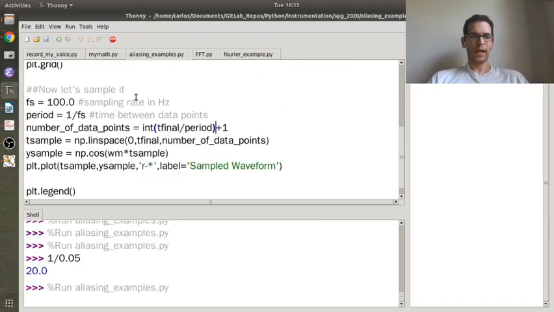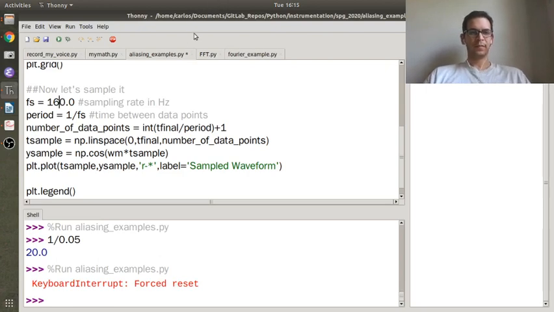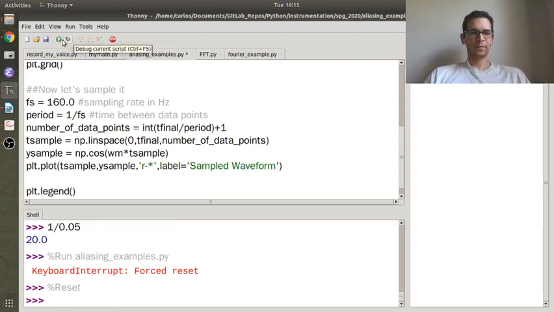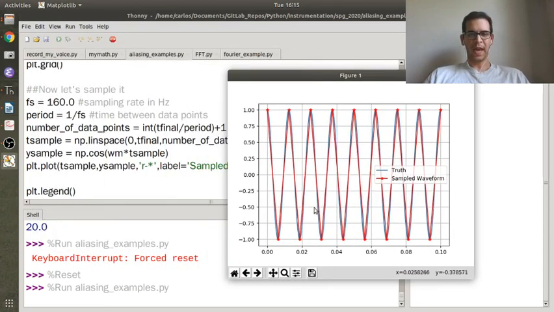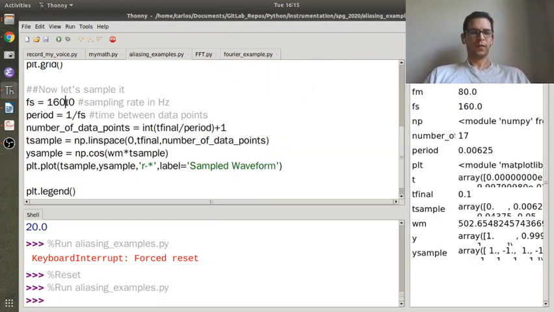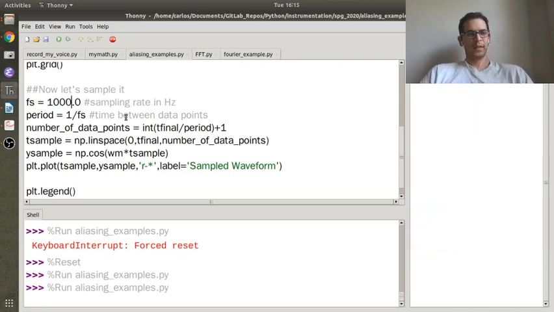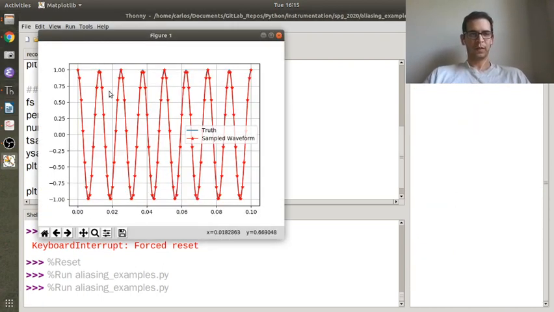So if we go back to our Python code and say, okay, let's do 160 hertz and run that, what do we get? And there you go. You get something that is perfectly matched. That gives you a waveform of 80 hertz. So you're sampling faster than the actual waveform, and it needs to be twice as much. If you had a system that sampled at 1,000 hertz, great, because now you're taking a ton of data points, and you're not going to have to worry about any issues.